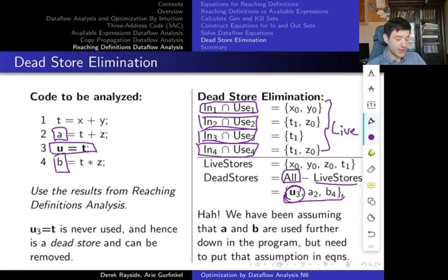If we wanted this to be more interesting, we could have added line 5 and created some use for a and b. For example, maybe if we print a and b here, then now we create a use for them, and now their stores will no longer be dead.